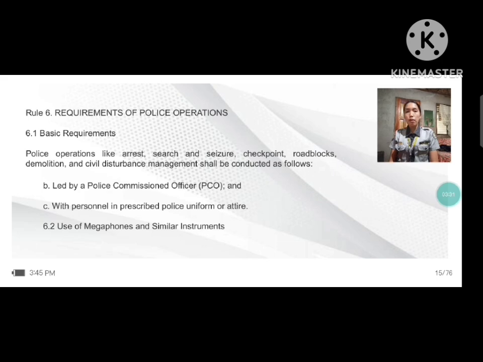For example, if police conduct a checkpoint, the officers must be in official uniform with a visible police vehicle and a team leader supervising the operation. This helps citizens know that it's a legitimate police activity and not a fake checkpoint.